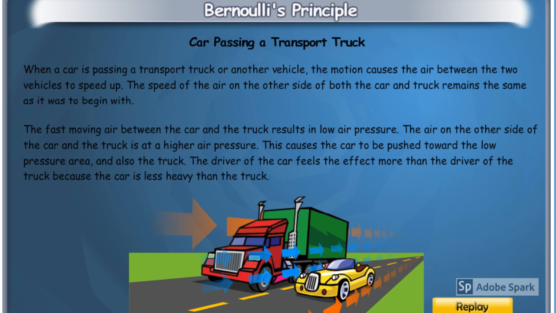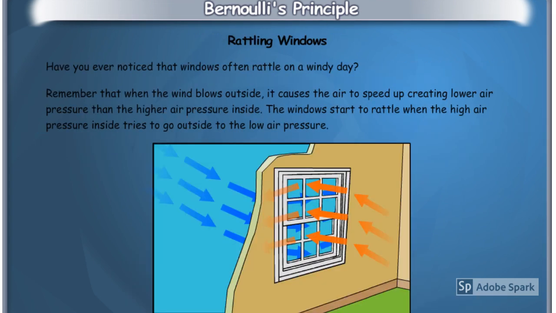Car passing a transport truck. When a car is passing a transport truck or another vehicle, the motion causes the air between the two vehicles to speed up. The speed of the air on the other side of both the car and truck remains the same as it was to begin with. The fast-moving air between the car and the truck results in low air pressure. The air on the other side of the car and the truck is at a higher air pressure. This causes the car to be pushed towards the lower pressure area and also the truck. The driver of the car feels the effect more than the driver of the truck because the car is less heavy than the truck.